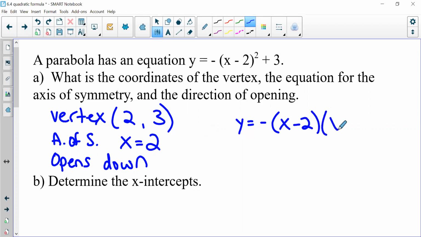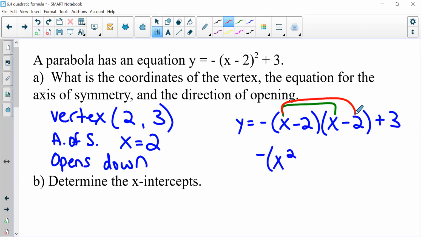David said write the bracket 2 times. The square means the bracket times itself. If you write the bracket twice, that's going to help you see the FOIL. Okay, who can help me FOIL this? X times x is x squared. X times negative 2 is negative 2x.